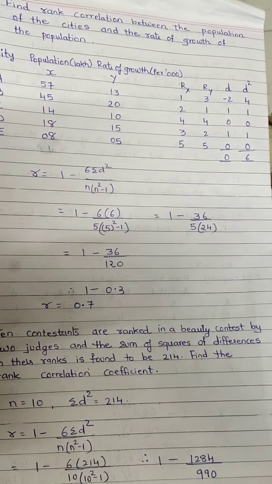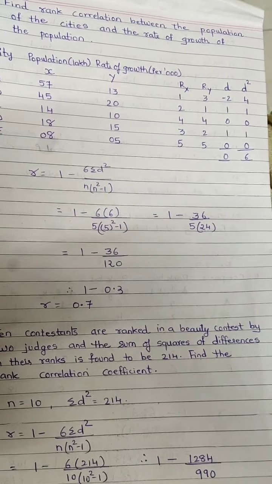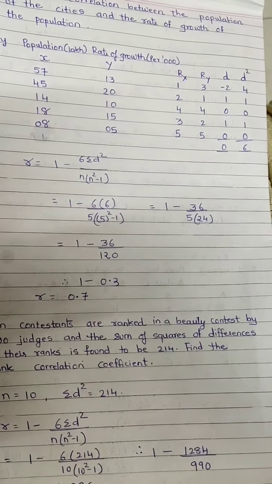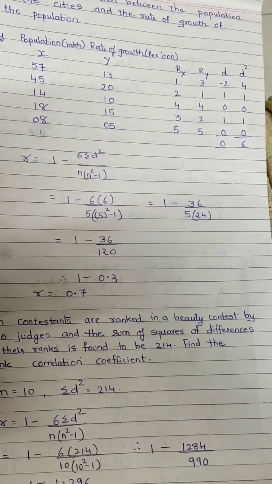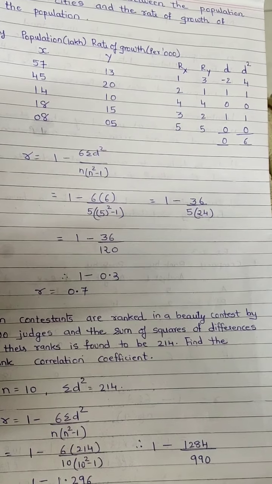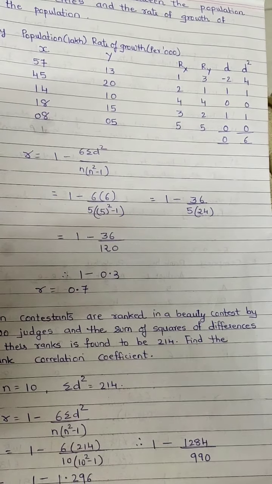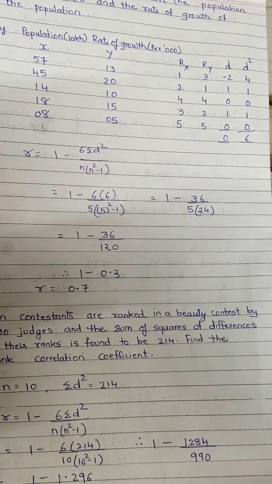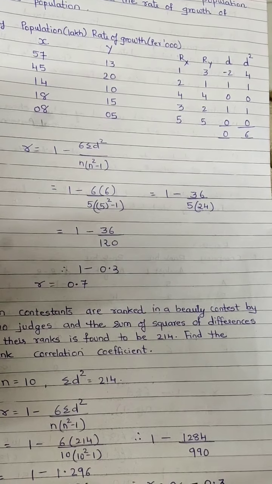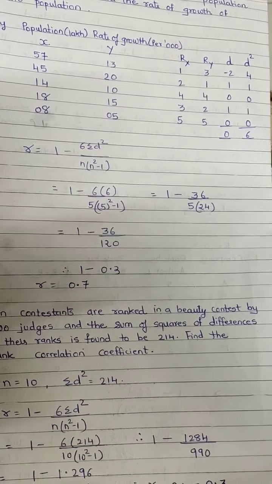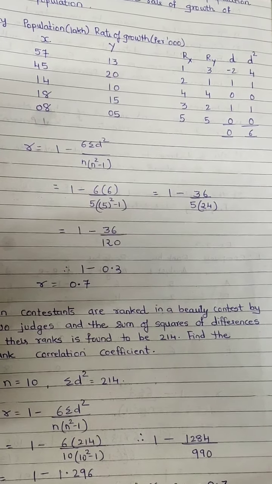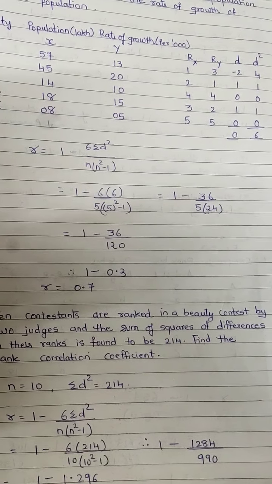So, after assigning ranks, the second step, we find difference D, Rx minus Ry. 1 minus 3, minus 2. 2 minus 1, 1. 4 minus 4, 0. 3 minus 2, 1. 5 minus 5, 0. And students, you can see that sum of D is 0. Then D square, square of each value of D, the sum total of that is 6.